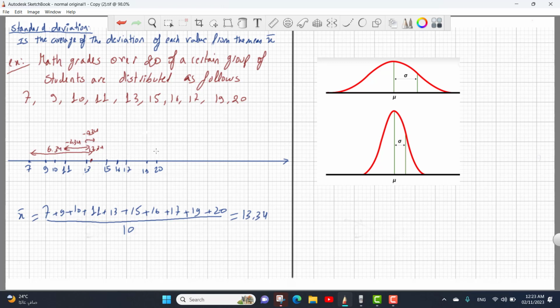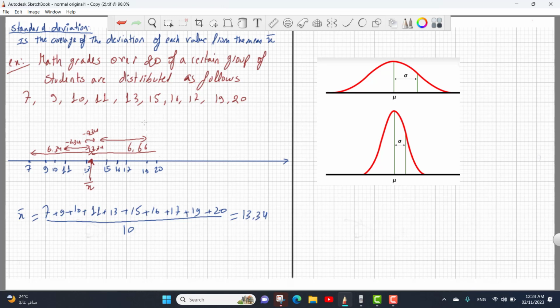The deviation of 20, for example, from the mean, because the mean is here, the deviation of 20 from 13.34 is 6.66. You can also calculate the deviation of 19. The average of all these deviations is called the standard deviation.